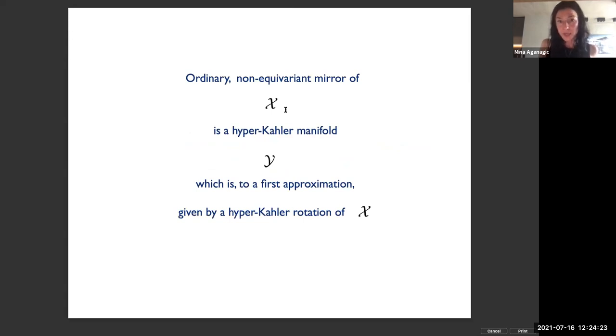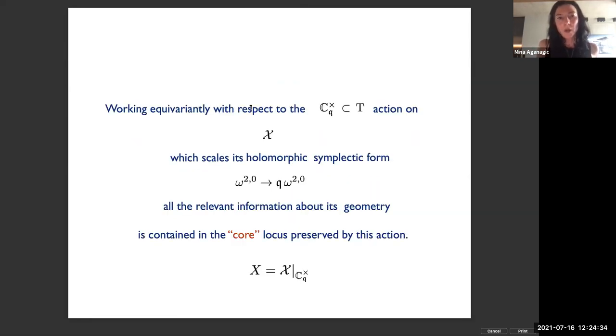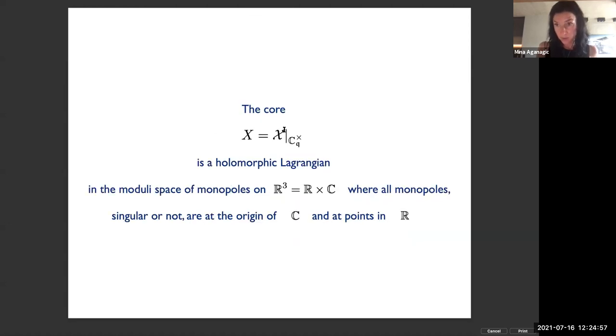The ordinary non-equivariant mirror of X is a hyperkähler manifold, which is, to a first approximation, given by a hyperkähler rotation of X, because X is holomorphic symplectic. Now, we are working equivariantly. Since we're working equivariantly with respect to a C star action that scales the holomorphic symplectic form of X, all the relevant information about the geometry of X is contained in the core locus, that's the locus preserved by this action.